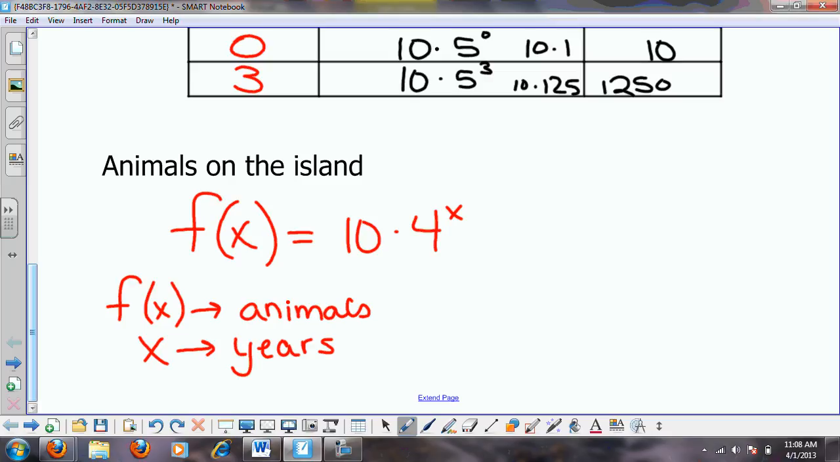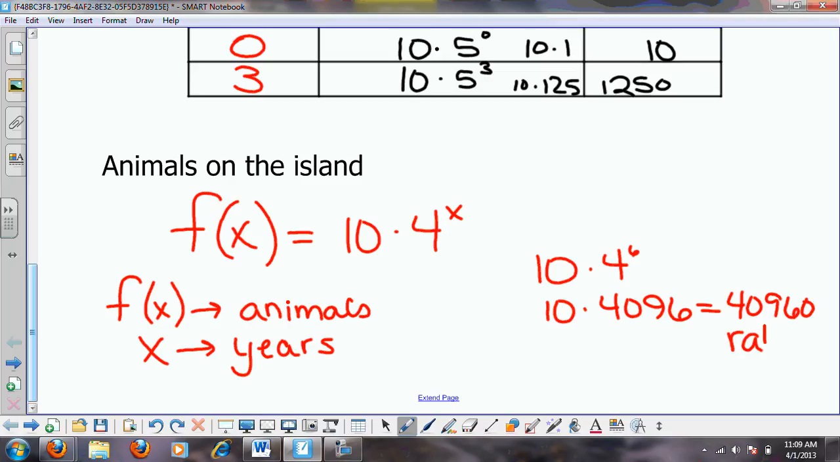So I'm going to substitute here. I'm going to have 10 times 4 to the 6. What is 4 to the 6th power times 10? We know 4 cubed is 64. So 4 to the 6th is 4,096. So 10 times 4,096 equals 40,960 rabbits. Okay, a lot of bugs buttons.